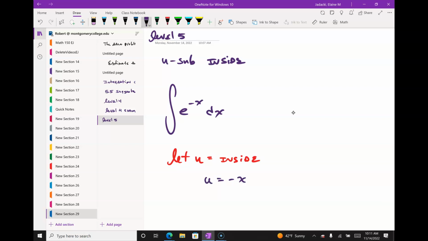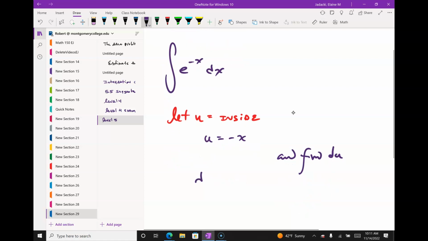And then find du. Right? So du is what? What's the derivative of negative x? Negative 1, but then I need the operator dx.